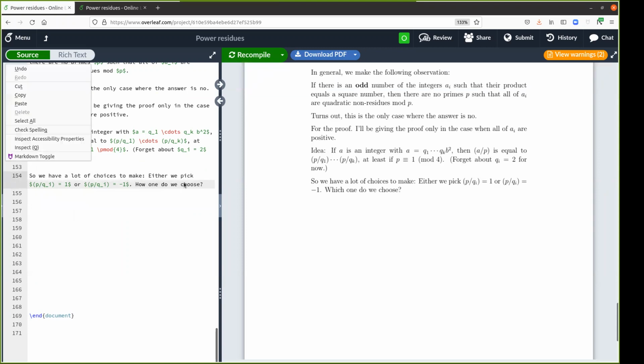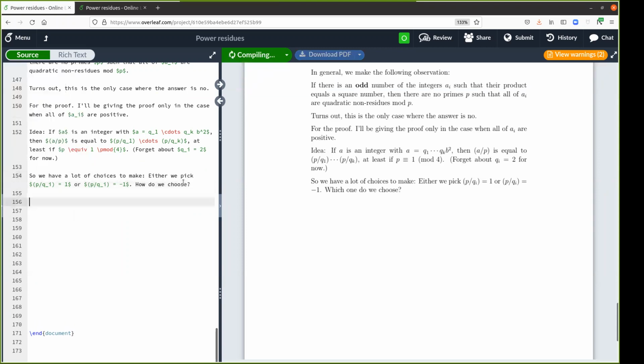And the question is, how do we choose? Well, first we have to note that we're given some conditions, namely that a given integer ai is a non-residue modulo p.